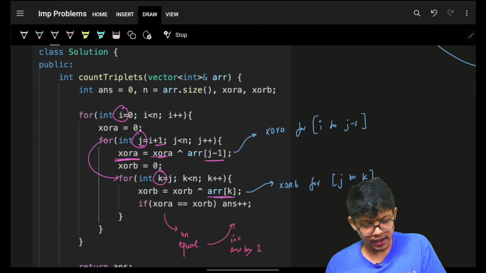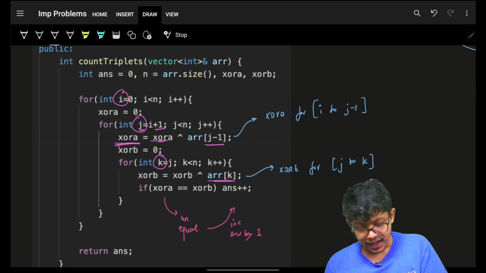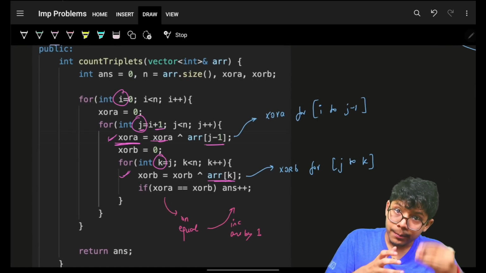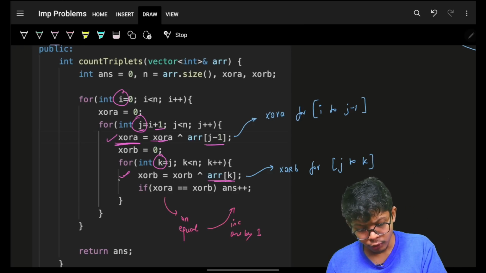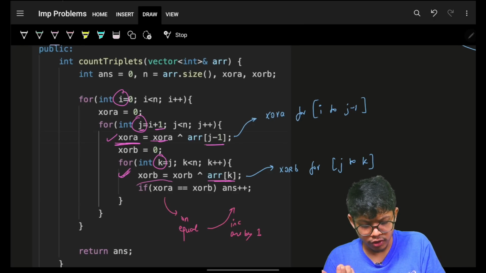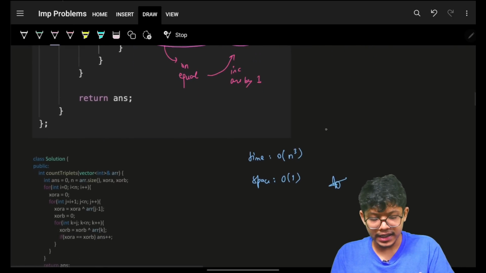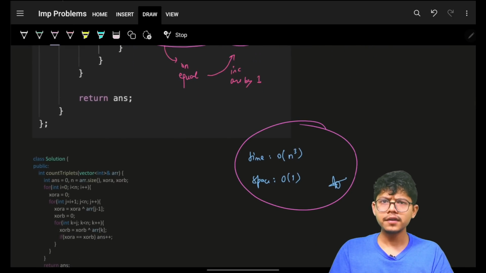So I'm again doing an array of k. And thus, this will show that while doing a for loop itself, I'm computing my XOR parallelly, both XOR A and XOR B. And then I'll simply check if XOR A is equal to XOR B, increase the answer by 1. Thus, I will simply get my answer in O of n cube time and O of 1 space.